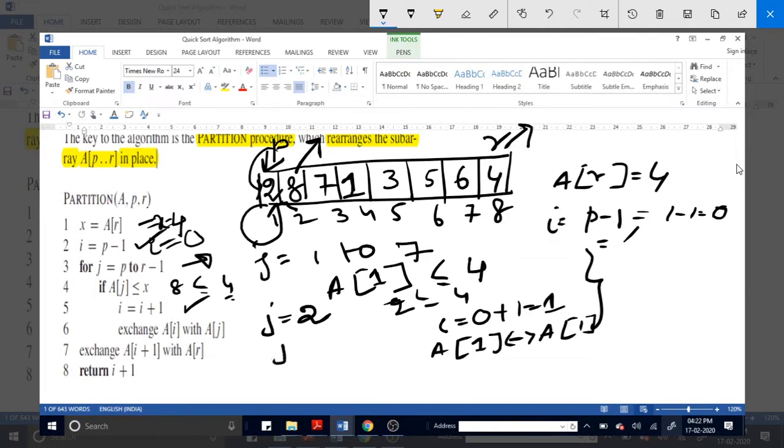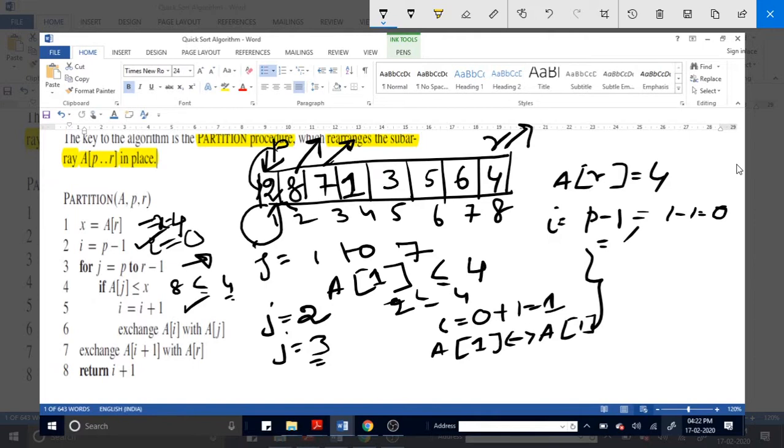Again, the value of J will be 3. Yes or no? The value of J will be 3. J3 is nothing but 7. 7 will be compared with 4. So here I think we have picked the pivot element as 4, the last element, as a pivot element, I suppose.